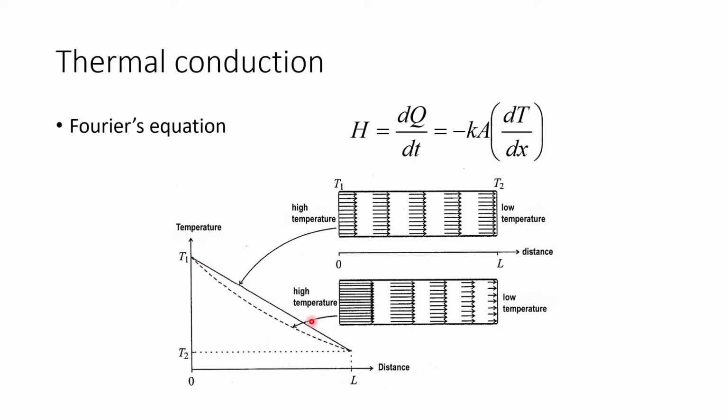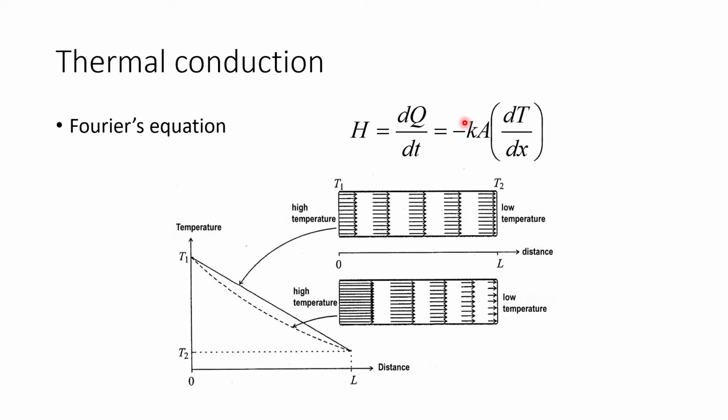This is what Fourier described as the temperature gradient, and this temperature gradient determines how fast the thermal energy Q is transferred between the two points. It also depends on the cross-sectional area. As you would imagine, a larger area gives a larger pathway for the thermal energy to transfer, and K is the thermal conductivity. This is the key point of the lab that you'll be working on.